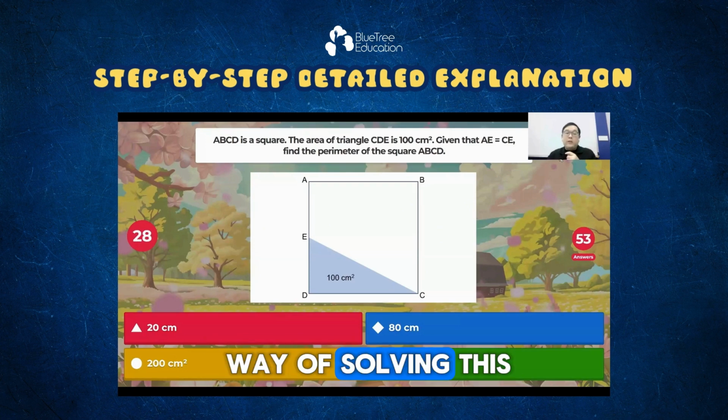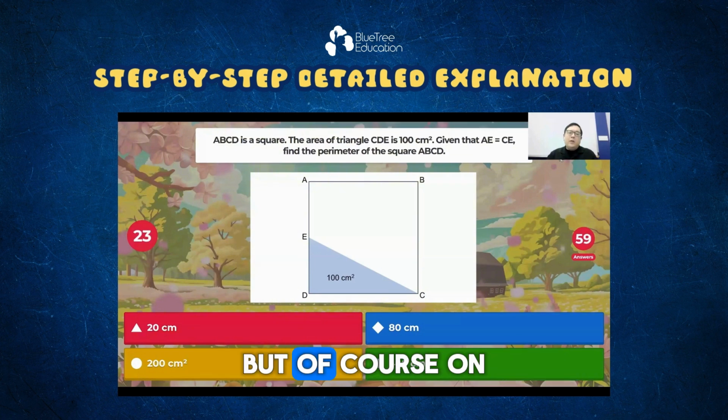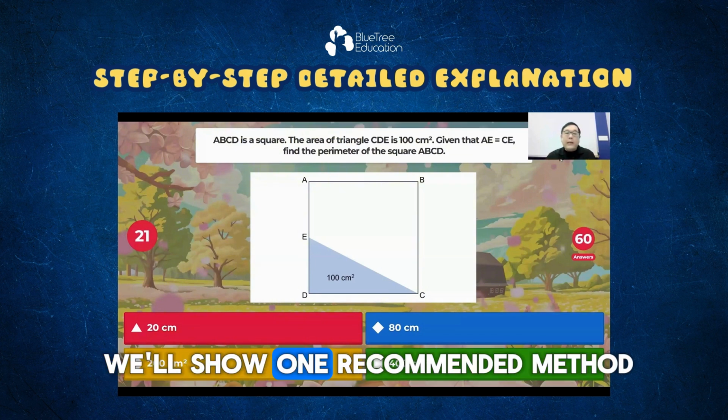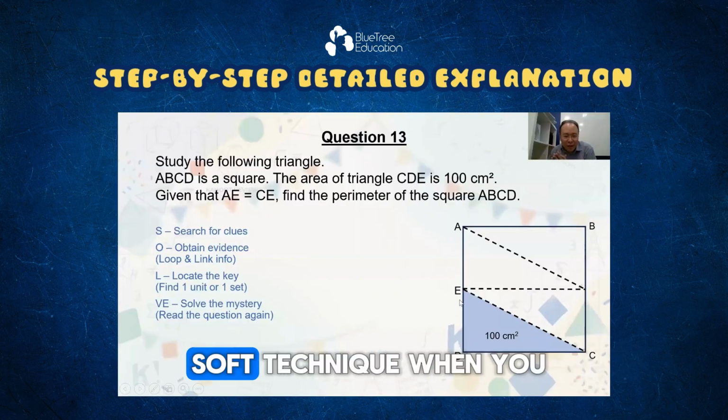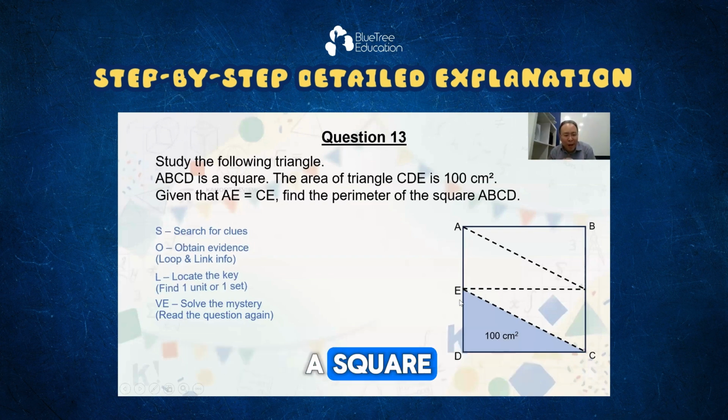There's more than one way of solving this. So if you are able to solve it in different ways, that's good. But of course, on our end, we'll show one recommended method. You apply the S.O.L.V.E technique when you read the questions. You know that ABCD is a square.